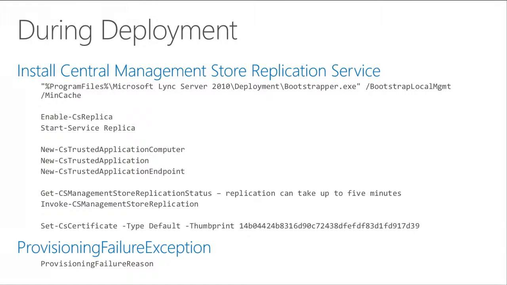So during development, I strongly suggest having a catch handler for ProvisioningFailureException and printing out the provisioning failure reason in whatever way you print out, so that you can easily take a look at it after you deploy or during deployment. Any questions? I see. Okay, I'll go to the after deployment.